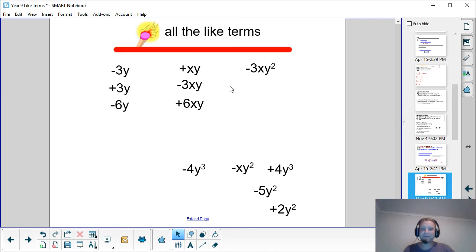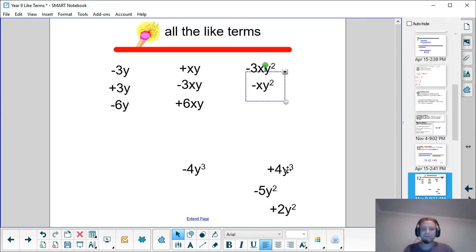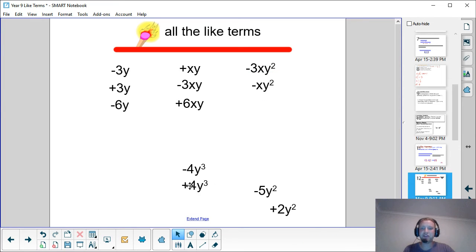XY squared is different, right? This one has an X and a Y, this one has an X and Y times a Y, or two Y's together. So that's different. So those would be a group. And then we've got a group here with my Y cubeds and my Y squareds. All right, these are our like terms.